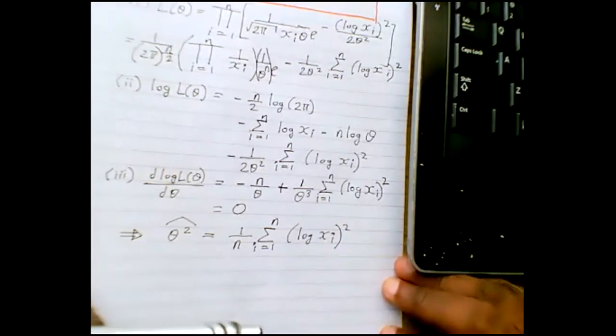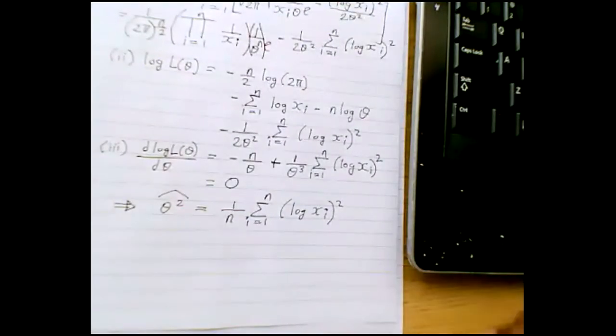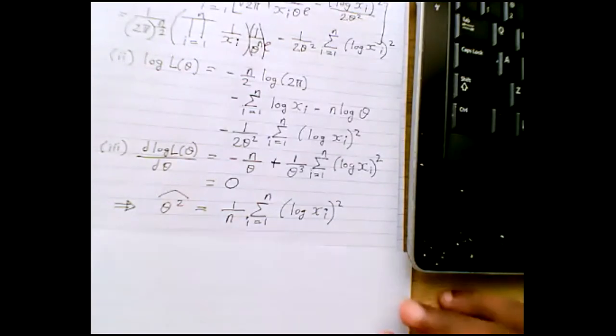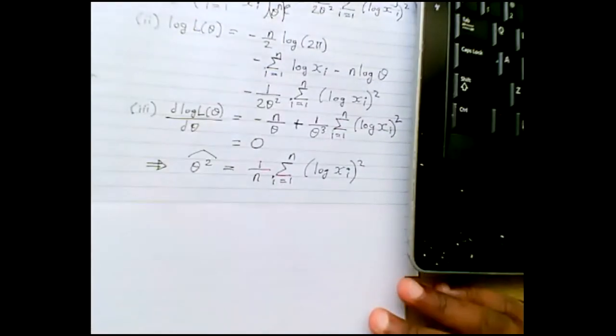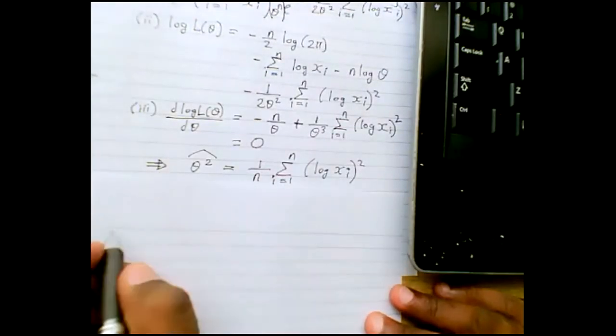All right, are you okay so far, guys? All right, now I'm going to do step 4. Step 4 is where we need to show that the second order derivative is negative, right? So let's do that.